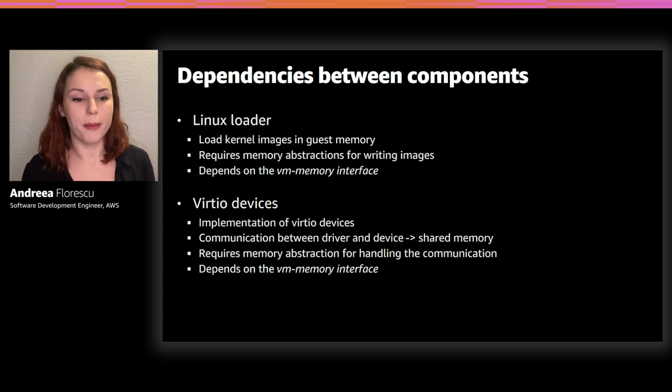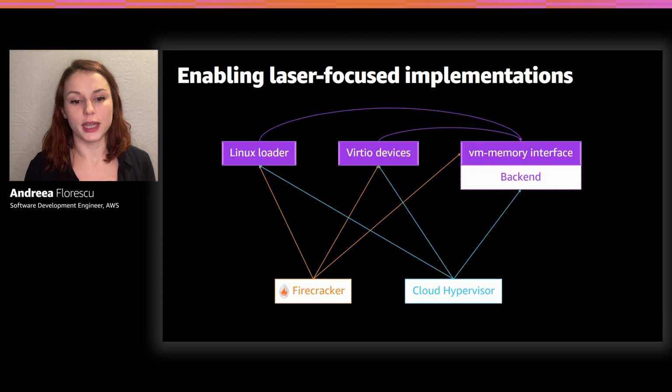So if we recap a bit, we have Rust-vmm components that depend on each other, but they only depend on the interface of them. And then this enables separate products such as Firecracker and Cloud Hypervisor to all consume the same set of devices, but also provide custom implementations where these are needed.